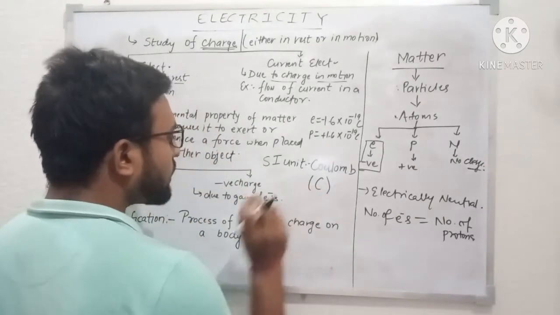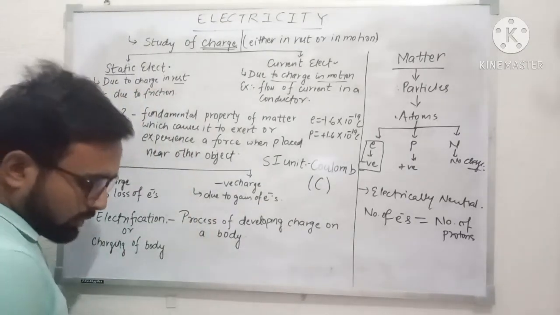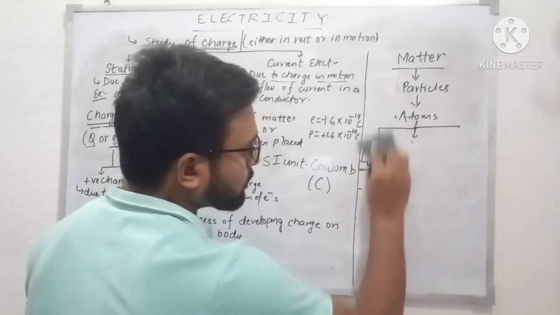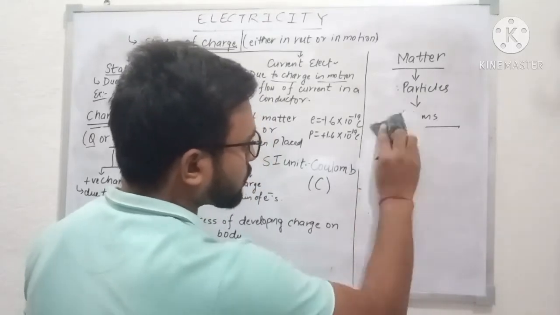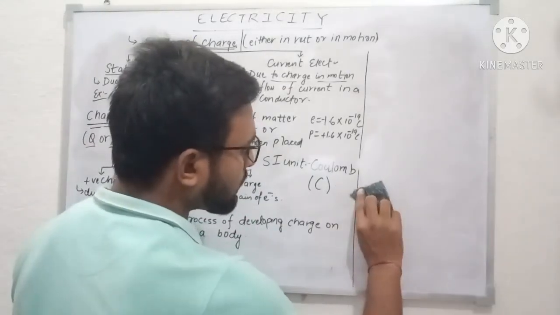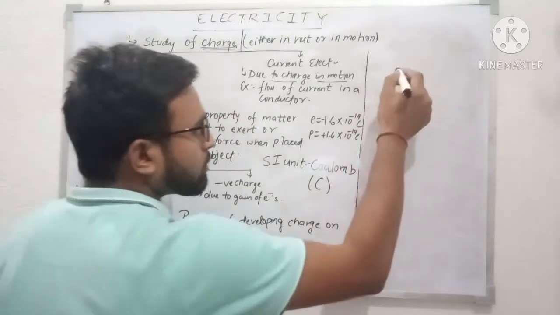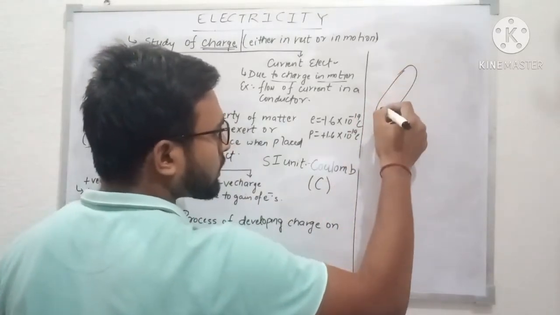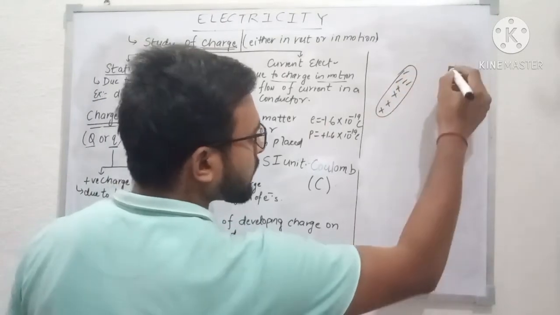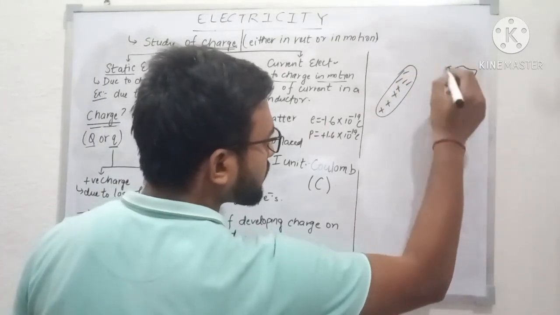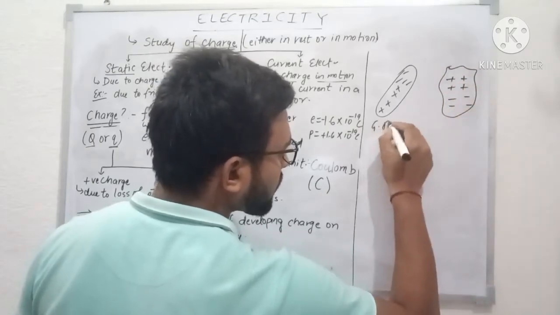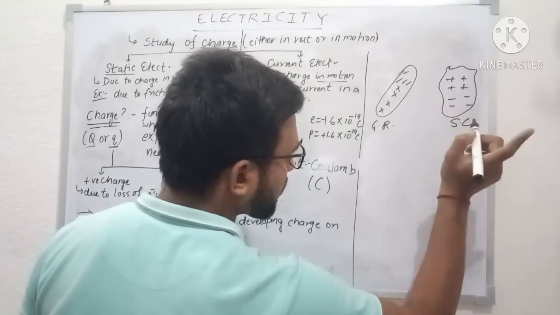Okay, now moving to the types of charges. As we have seen what is charge, now we will move towards the types of charge. So let's see what is the types of charges. Before that, let's see one example. Suppose a glass rod which is electrically neutral. Electrically neutral means, I have already told you, equal number of protons and equal number of electrons. This is a glass rod and this is a silk cloth.